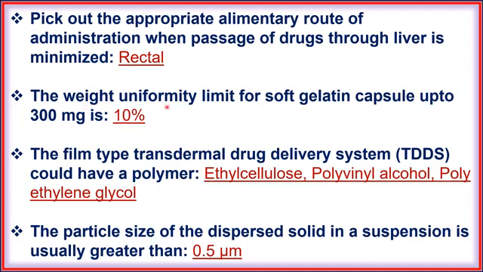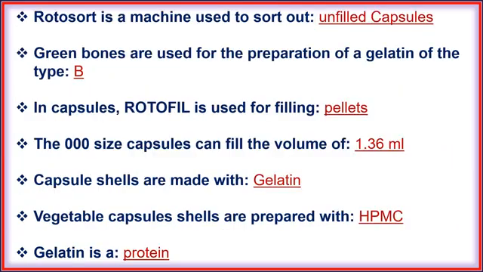Next, the weight uniformity limit for soft gelatin capsule up to 300 mg is 10%. Next, the film type transdermal drug delivery system could have a polymer, ethyl cellulose, polyvinyl alcohol and polyethylene glycol. Next, the particle size of the dispersed solid in a suspension is usually greater than 0.5 micrometer. Next, rotosort is a machine used to sort out unfilled capsules.